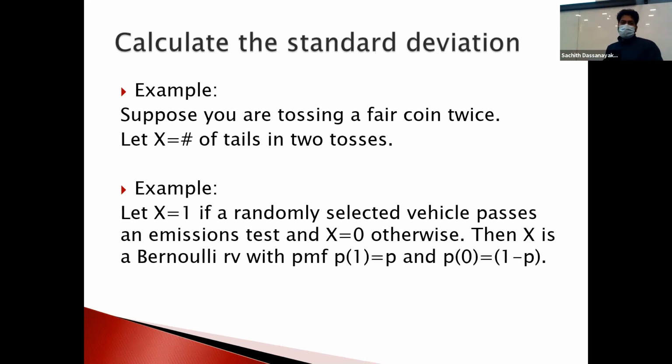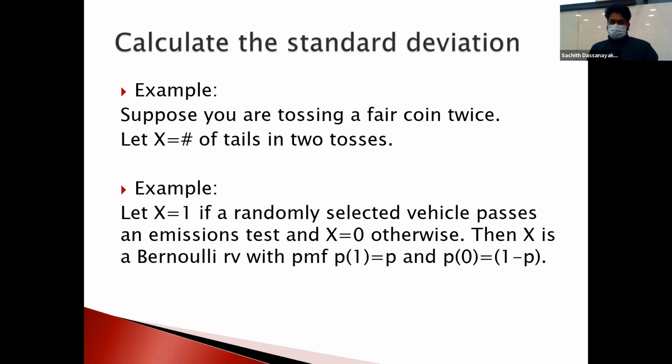Standard deviation. So there are examples here. Let me check. Yes, there are two examples. They just mention the scenarios. Suppose you are tossing a fair coin twice. X is the number of tails in two tosses. So the number of tails can be 0, 1, or 2, right? I think you saw the picture for that a few slides back.